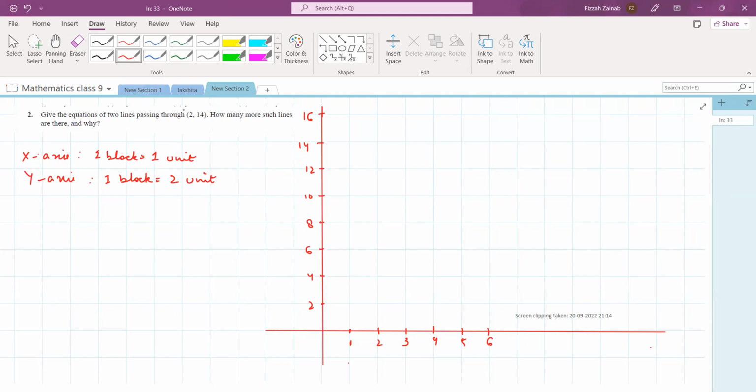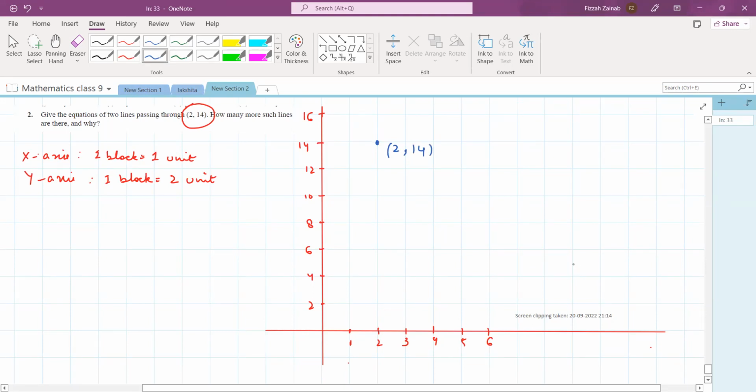Let us plot the point (2, 14). Where does it fall? Positive 2 and then positive 14. So this is the point, right? Okay. Now what do you think? How many lines can pass through this point? What is your guess?